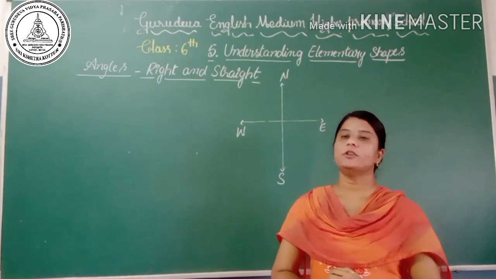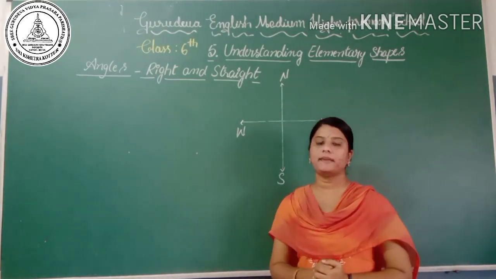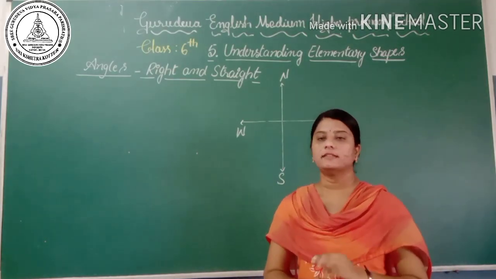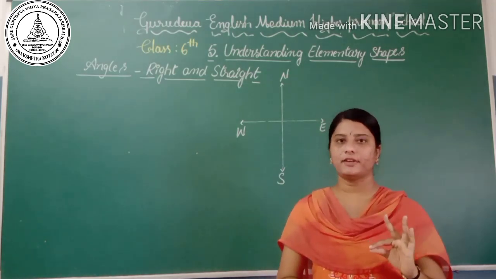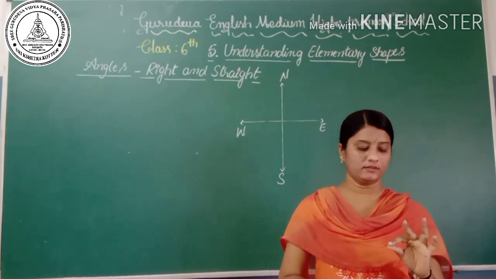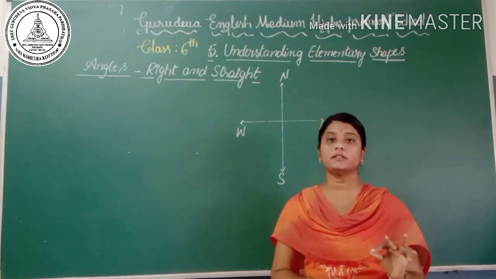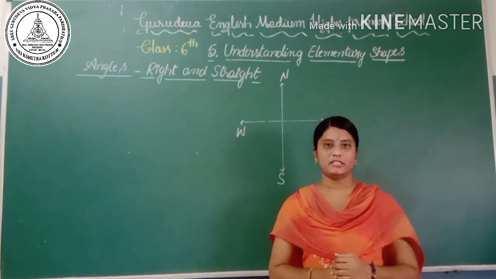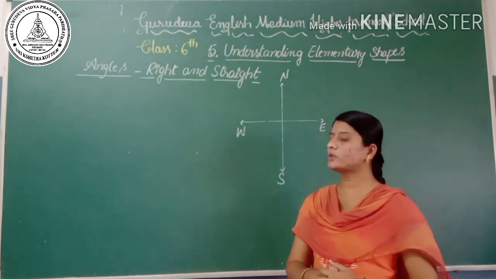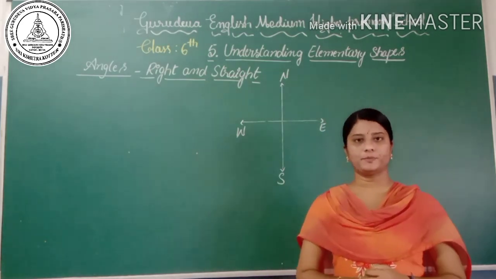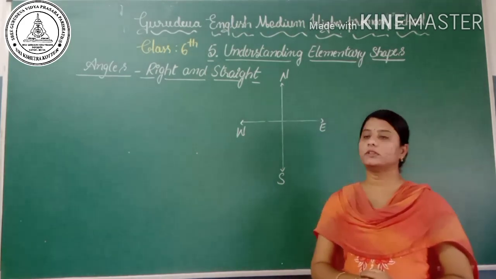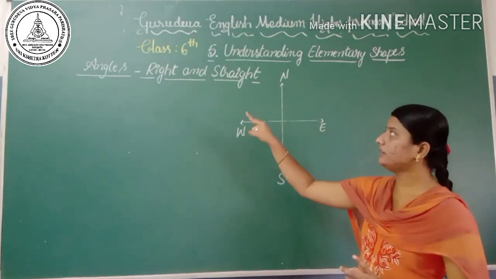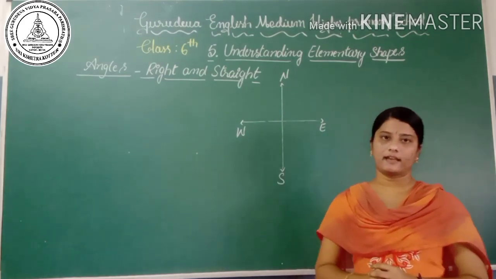Line segment, right? So we compare two line segments by three methods: comparison by observation, comparison by tracing, and comparison of line segments using the scale and the divider, right? And also we have solved the exercise 5.1 problems, right? Yes. In this class we are going to learn about the angles, that is right angle and straight angle.